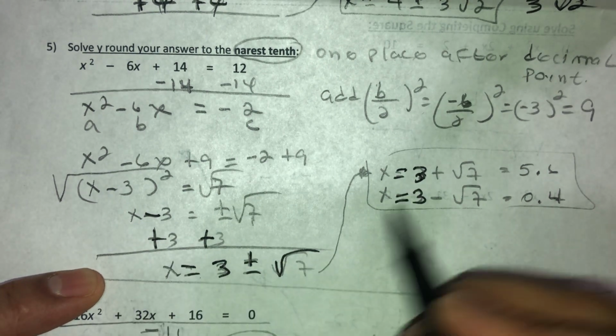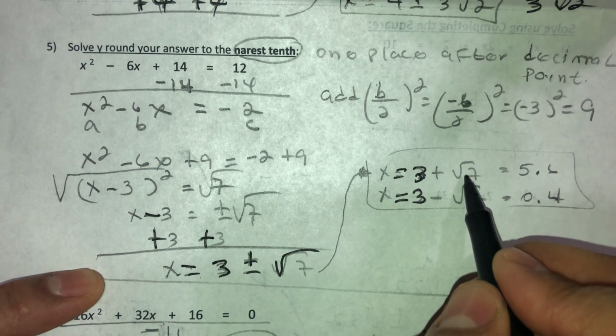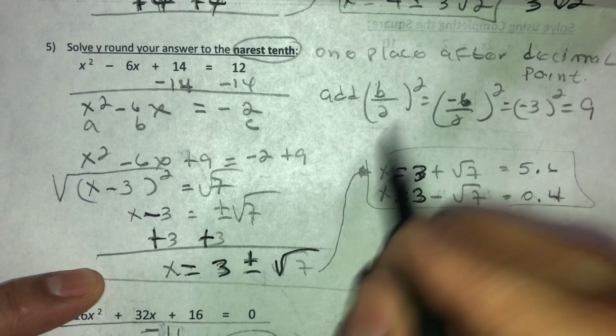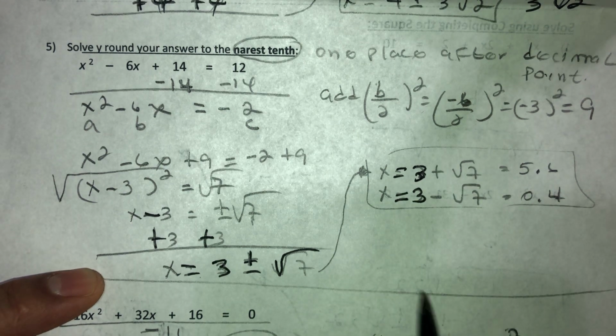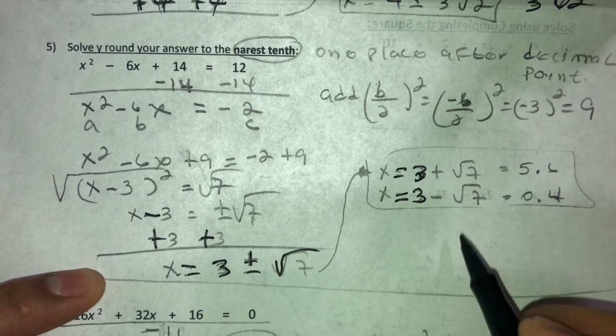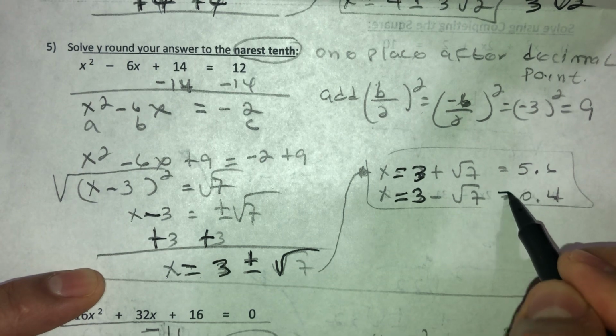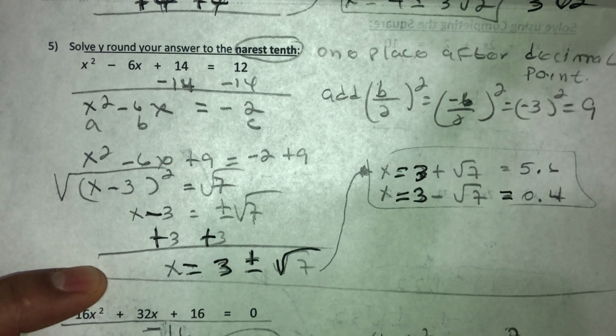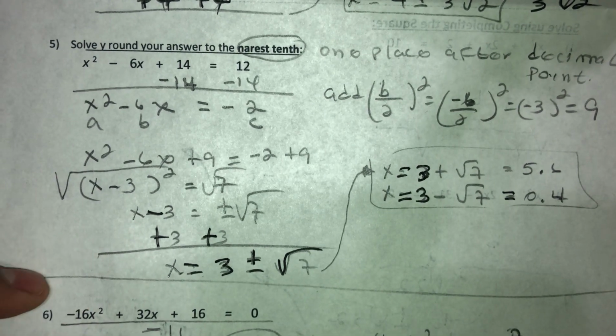So I will write 3 plus my positive root, which is radical 7, and I put that in the calculator, and I get 5.6. Then I do 3 minus the radical 7, the negative root, and that will give me 0.4. So that should be the answer for that.